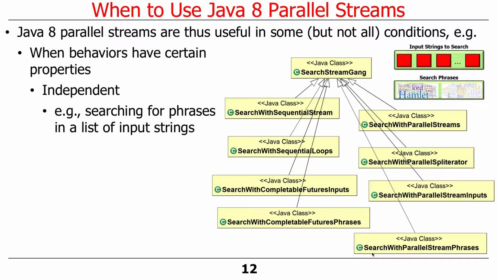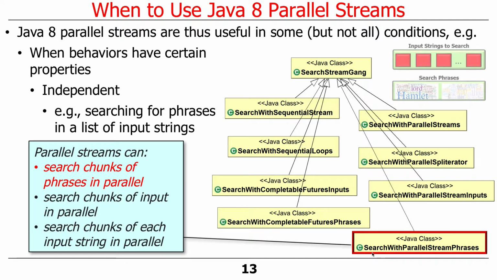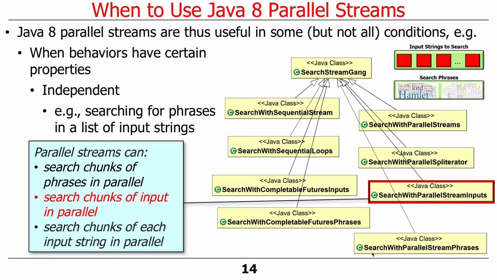And you can see there's a lot of those examples in the different implementations we have of our SearchStreamGang. And in fact, the most aggressive one: we have search with parallel streams phrases, which searches for chunks of input in parallel. We have search with parallel stream inputs, which searches for input in parallel.